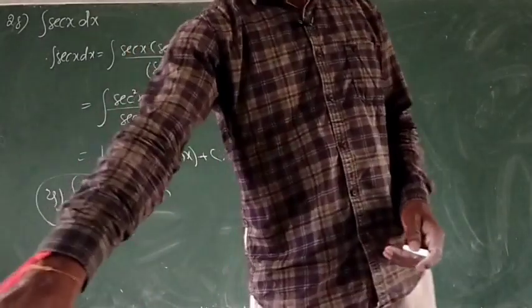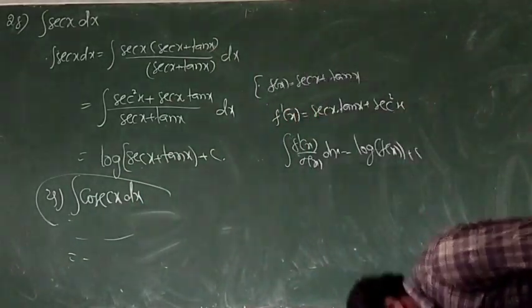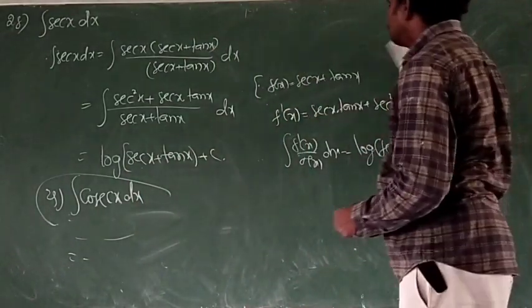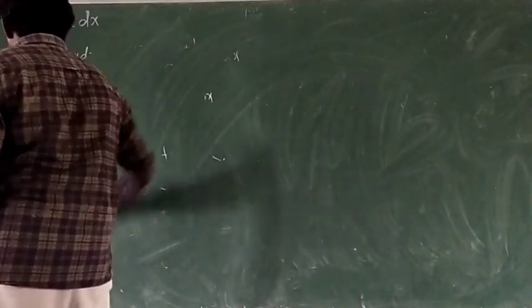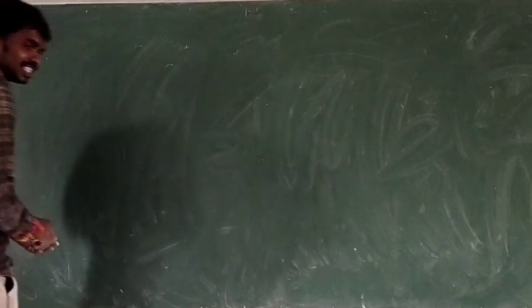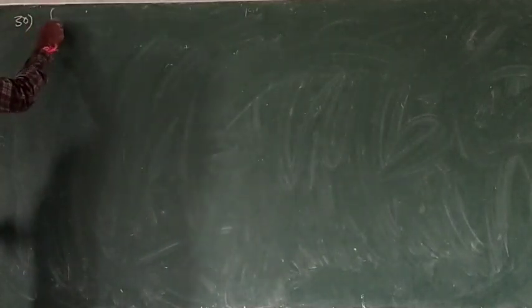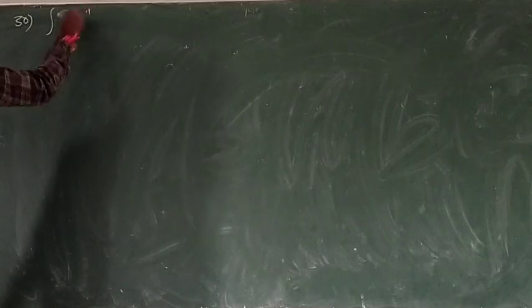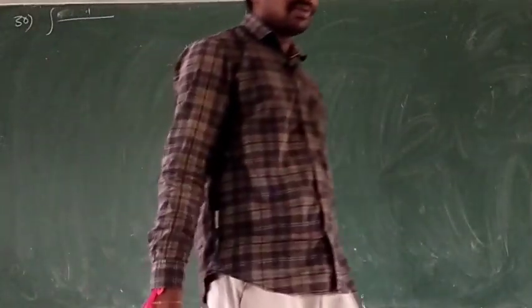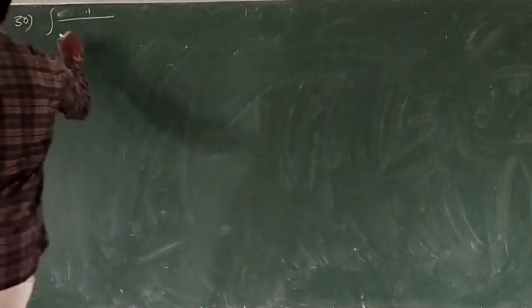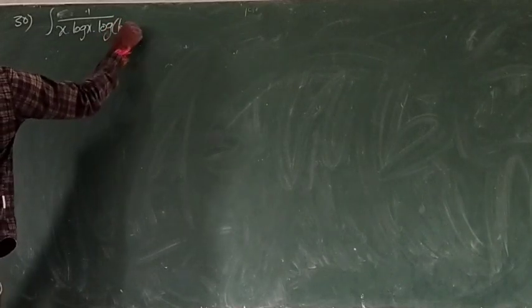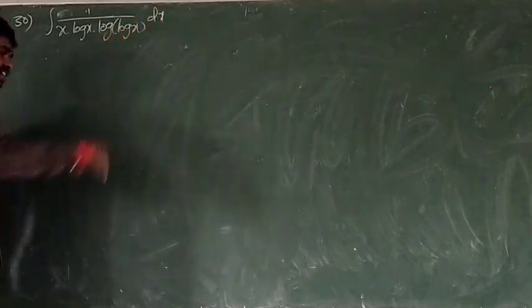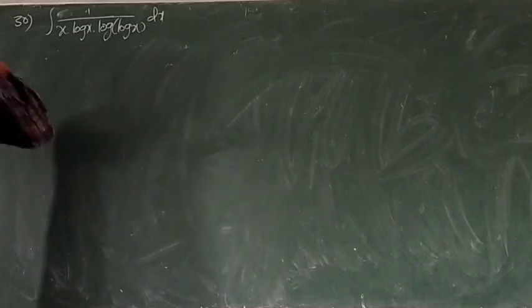Next, the 30th problem. This is a very important problem, so please keep it in your mind. Sorry, 29 is integration of cosecant; the 30th problem is integration of 1 by x log x into log of log x, dx.